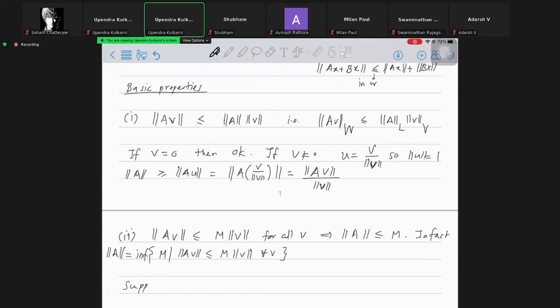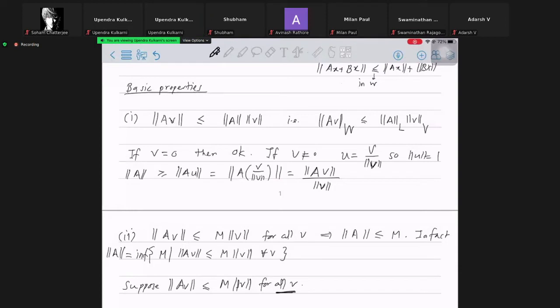So let's just say, suppose AV. So why is the norm of A less than or equal to M? This is straightforward. This is true for all V, correct? So in particular, yeah, so can you complete the argument? This is easy. How do I calculate the norm of A?